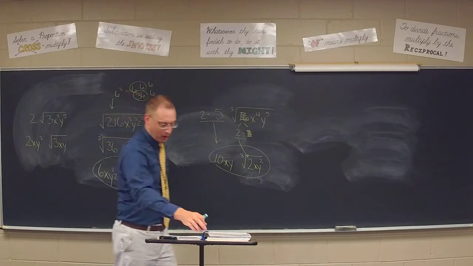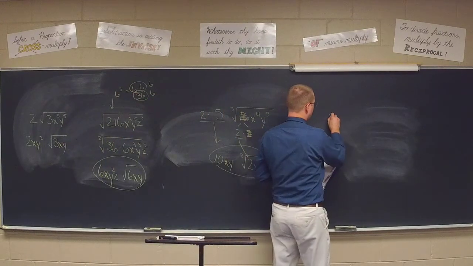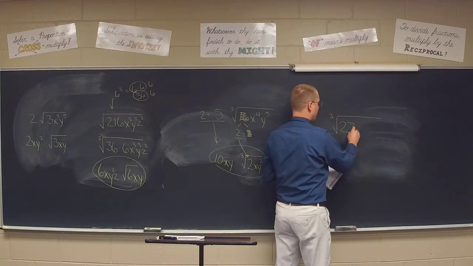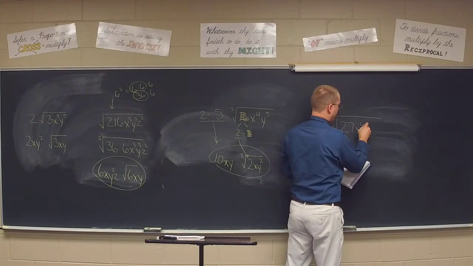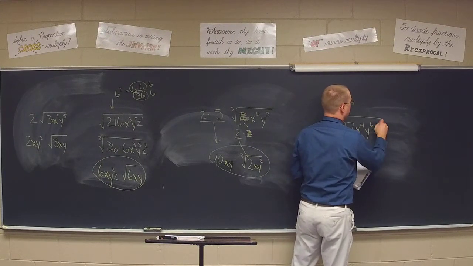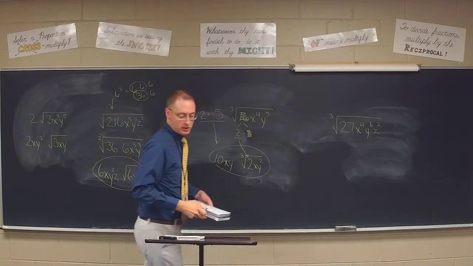All right, and then number 12, we had the cube root of 27 x to the 4th y to the 6th z squared. Brecken, thoughts?